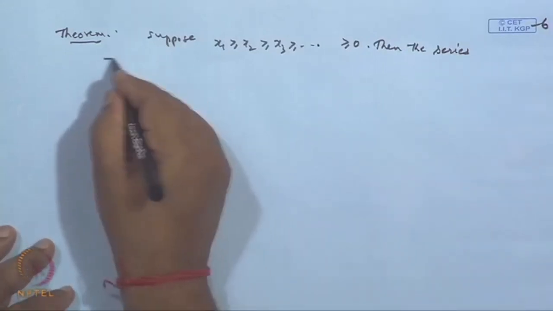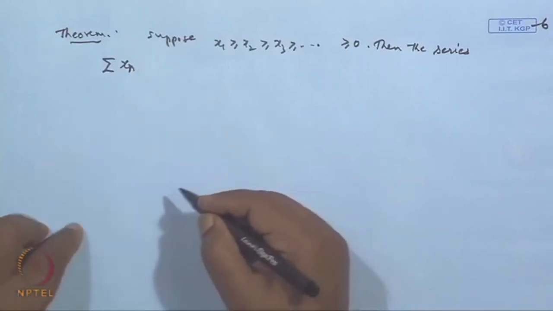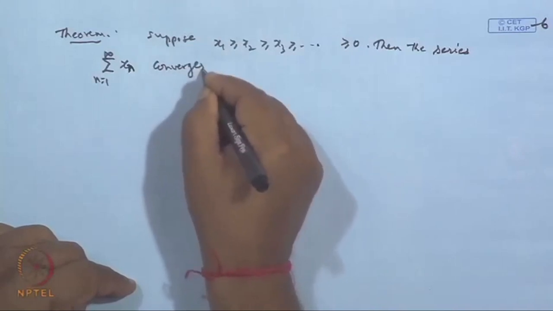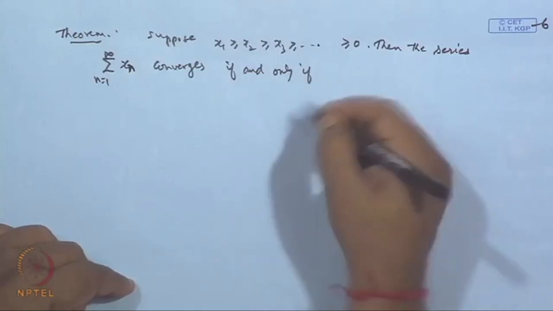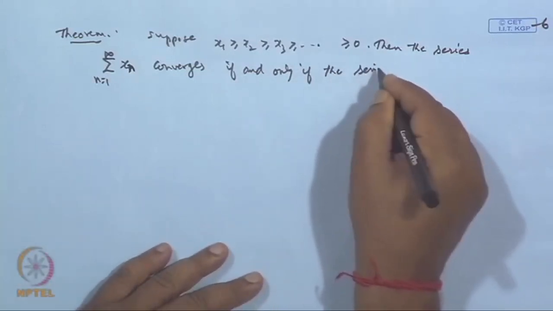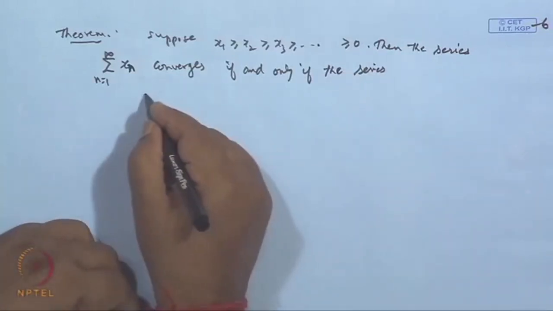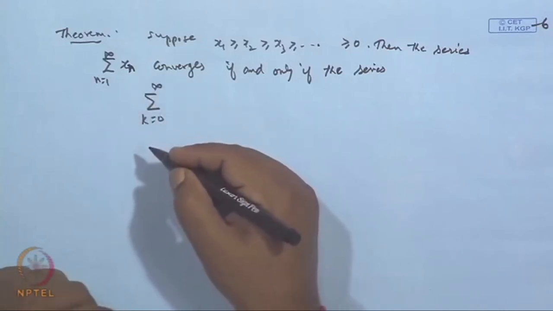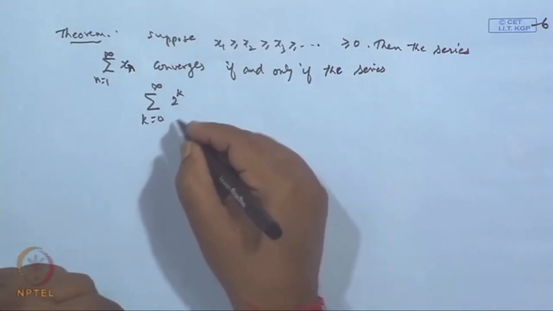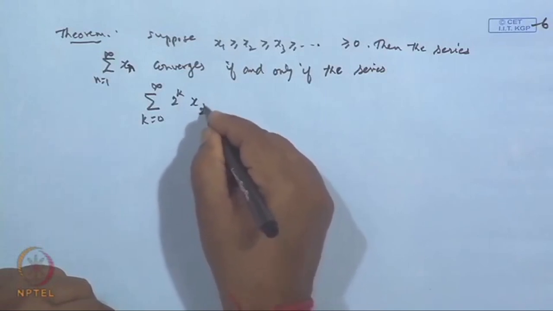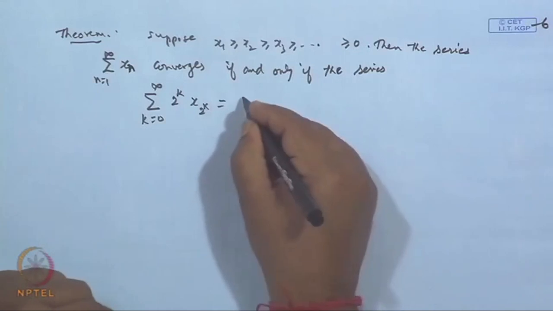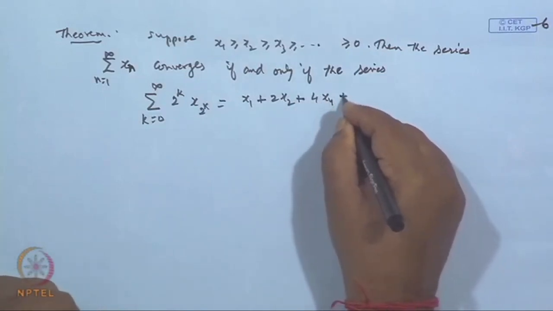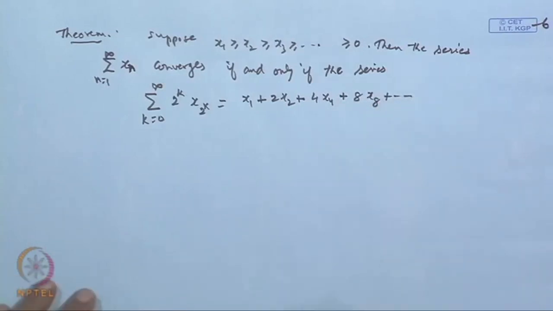then the series sigma x k or x n, n is 1 to infinity, x n 1 to infinity converges if and only if the series sigma k equal to 0 to infinity, 2 to the power k x suffix 2 to the power k, that is a series x 1 plus 2 times of x 2 plus 4 times of x 4 plus 8 times of x 8 and so on. This series converges.